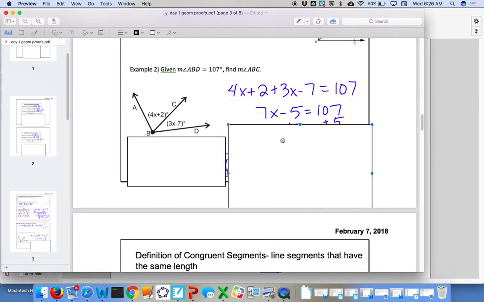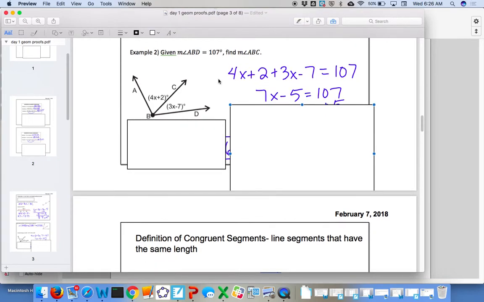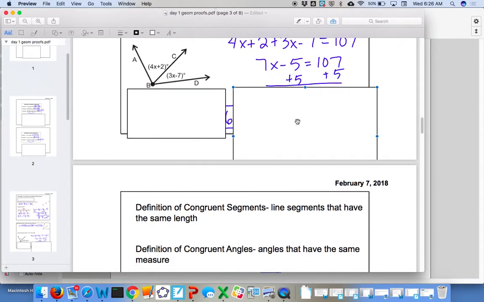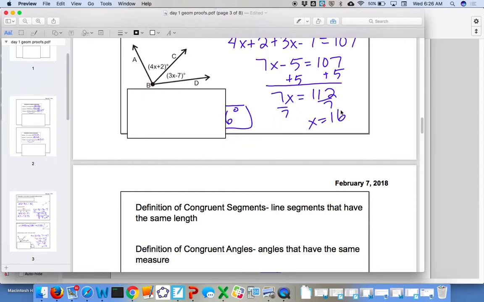So then when you add your like terms together, you would have 7x from adding the 4x and the 3x. And you can add the 2 and the negative 7 together and get negative 5. And then add 5 to both sides, and then you could divide by 7 and get that x is 16.